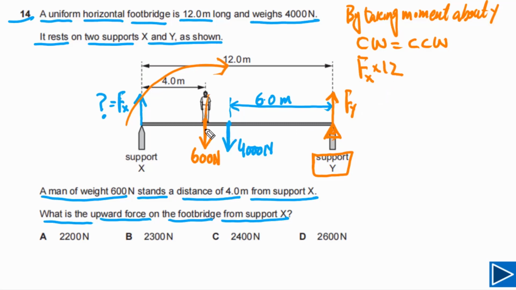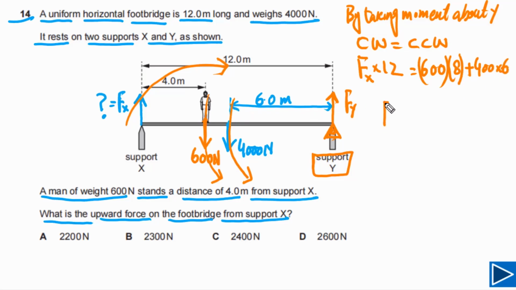Now if you look at the moment due to the weight of the person, this is counterclockwise, and the moment due to the weight of the bridge is also counterclockwise. For the person, force is 600 times its distance. So this is 4, this is 12, so this one has to be 8. So it is 8 plus, due to the bridge, 4,000. Distance of this force from the pivot is 6.